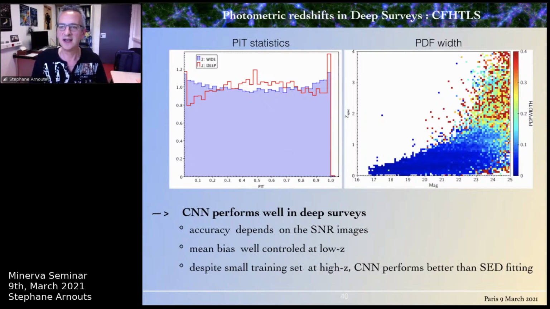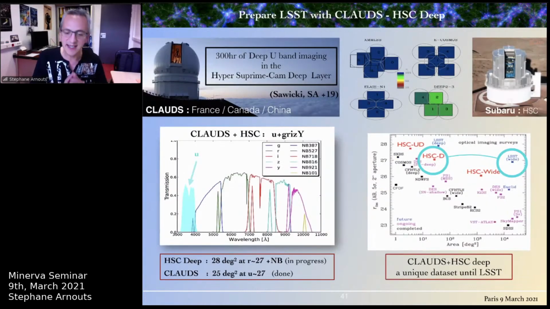And then on the HSC, we are now moving to even deeper images, about 26.5, 27. Those images are typically similar to the LSST. That's why they are really interesting. It is a small area, 25 square degrees, where we do have the U band up to the Y band. So UGRIZY.